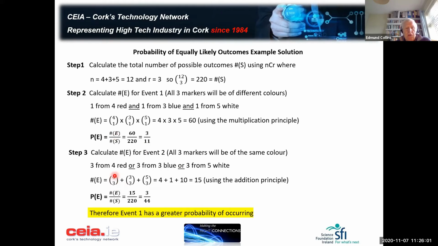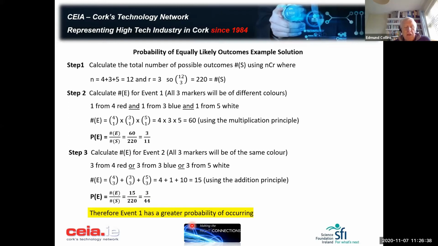So again, we calculate the nCr for each of these. 4C3 plus 3C3 plus 5C3, which is 4 plus 1 plus 10 equals 15 using the addition principle. So again, for this event, we calculate the P(E), which is 15 over 220. So it's 3 over 44. Again, we do the check: not negative, less than 1. And it's interesting as well.